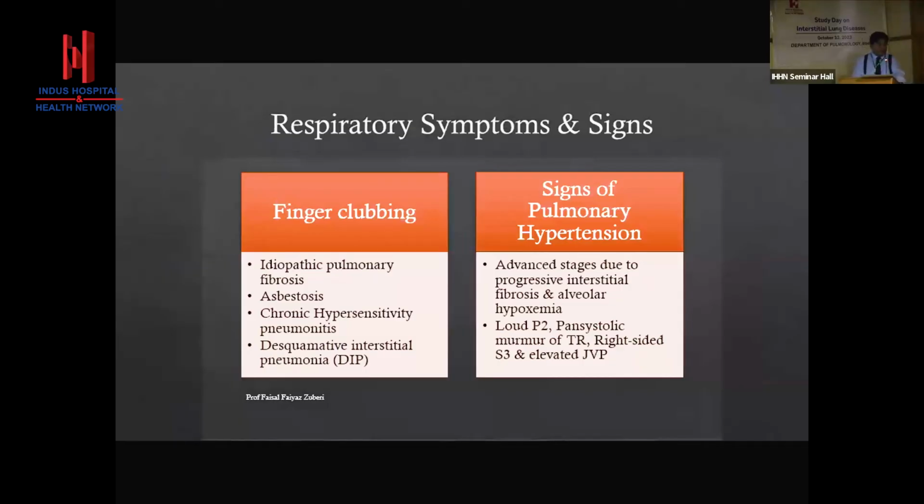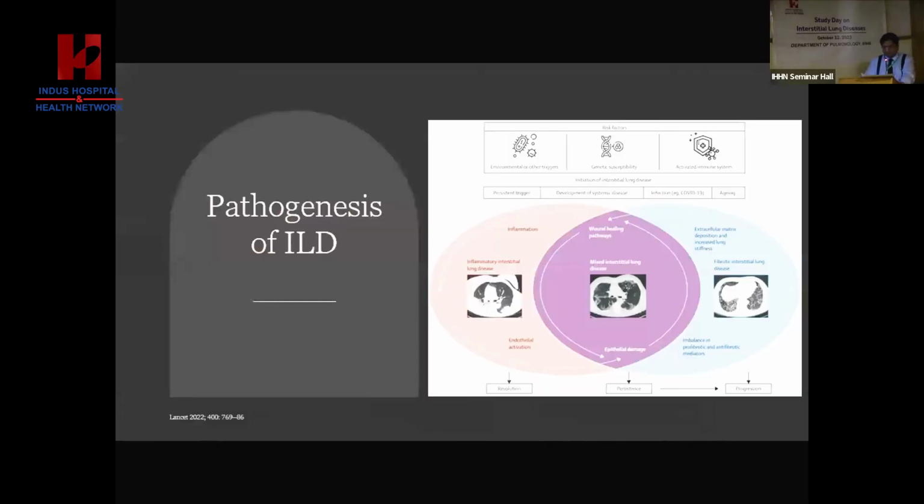Clubbing, don't forget clubbing, very important. It is seen in IPF, asbestosis, chronic HP, DIP, a long list. And the signs of pulmonary hypertension suggest advanced interstitial lung disease.